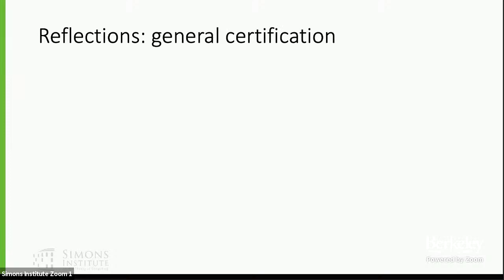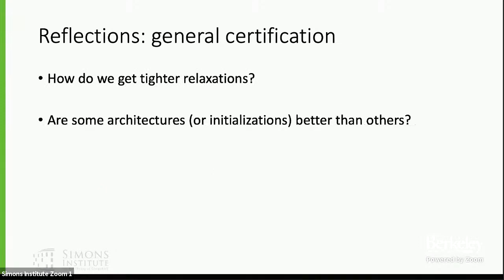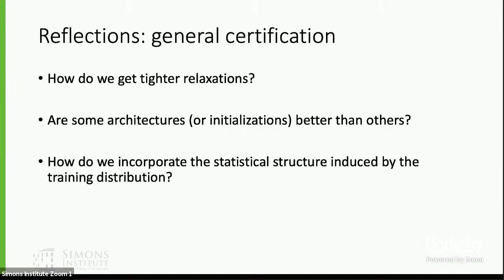And then in terms of just general certification, where we don't think about explicit training, the natural question is, how do we get tighter relaxations? How do we get more scalable relaxations? Maybe SDPs are promising, but this is just one attempt. It'd be really interesting to think about better ways to certify these problems. Also, are there some architectures or initializations that can be better? Do we have some guidance on what we can do such that we are able to generally certify things? And the same question from before: we still don't know exactly how to incorporate the statistical structure of the training distribution, in terms of what networks we care about and how we certify them in practice.